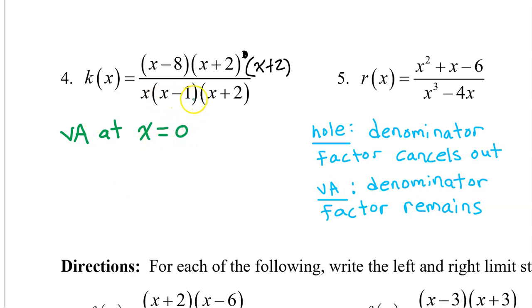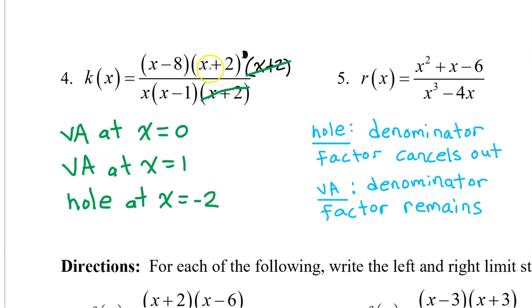The x minus 1 factor in the denominator does not cancel out with anything. So that's going to give us a vertical asymptote as well. A vertical asymptote at x equals 1. What about the x plus 2? The x plus 2 in the denominator cancels out with one of the x plus 2's in the numerator. No x plus 2 remains. So this does give us a hole at x equals negative 2. It doesn't matter that a factor of x plus 2 remains in the numerator. Because the denominator factor cancels out, we still have a hole.